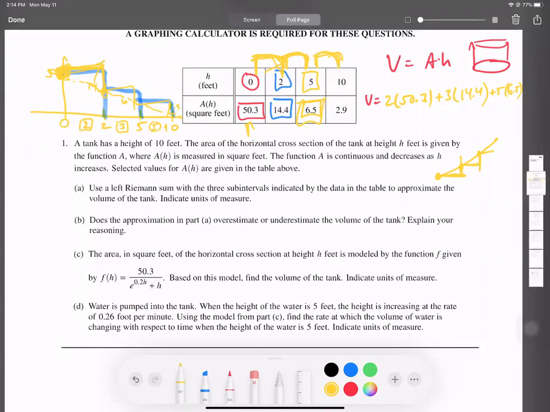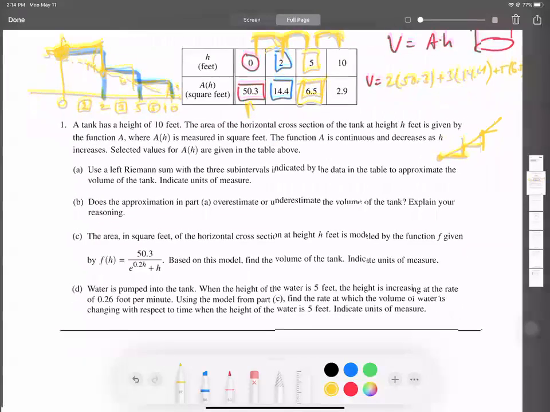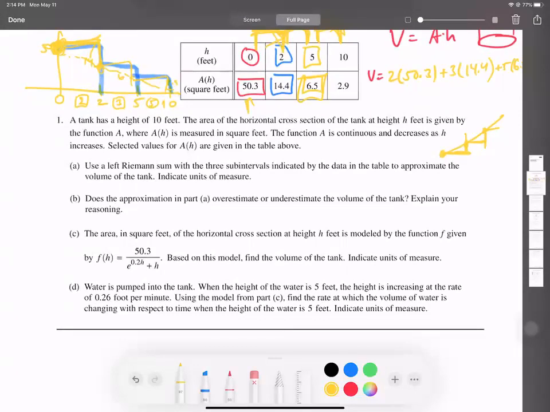Okay. Part C, the area in square feet of the horizontal cross-section at the height. Okay, that's decimals. Yeah, that's going to be calculator. Part D, the water is pumped into the tank when the height is 5 feet. The height is increasing at a rate of, okay, so dH/dt is equal to 0.26 feet per minute. Using the model in part C, find the rate at which the volume of water is changing with respect to time.